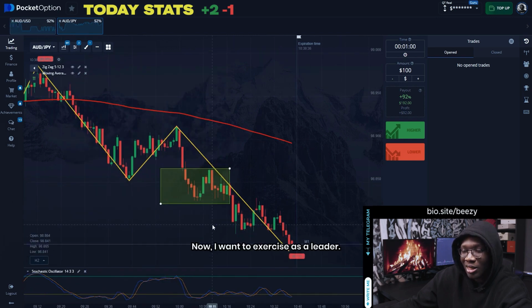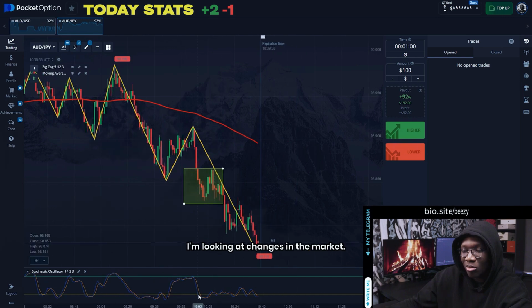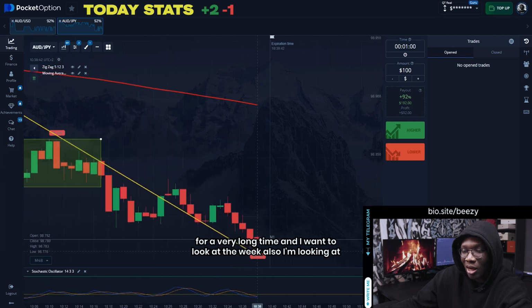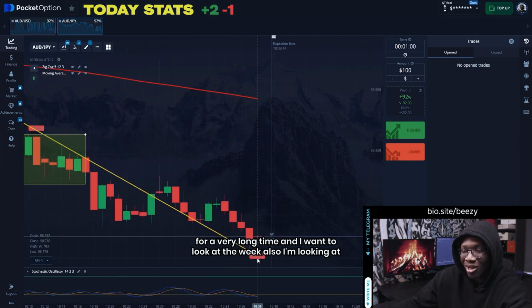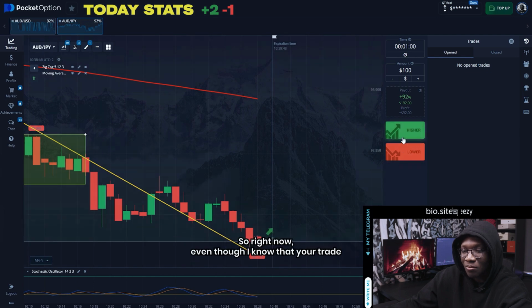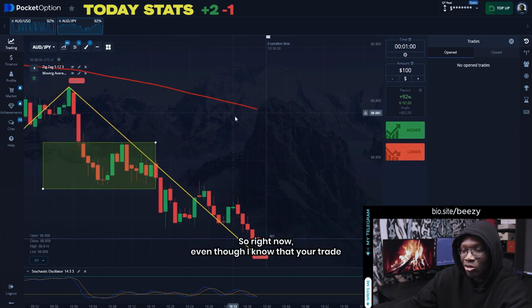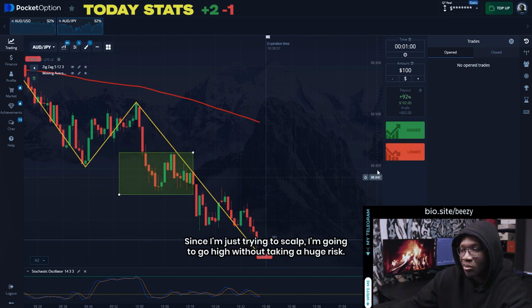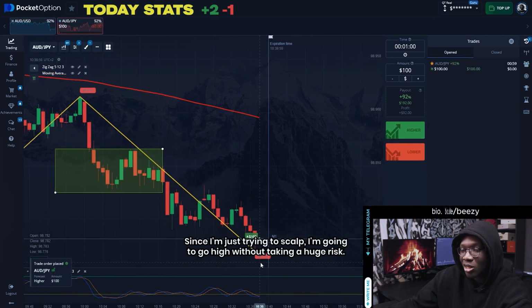Now, when I add the stochastic oscillator, I'm looking at changes in the market, and I can see the market has been on a down spiral for a very long time. And now when I look at the wick, that wick is finishing a little bit higher than it should be. So right now, even though I know the trend overall is to go down, since I'm just trying to scalp, I'm going to go higher here, which is taking a huge risk.